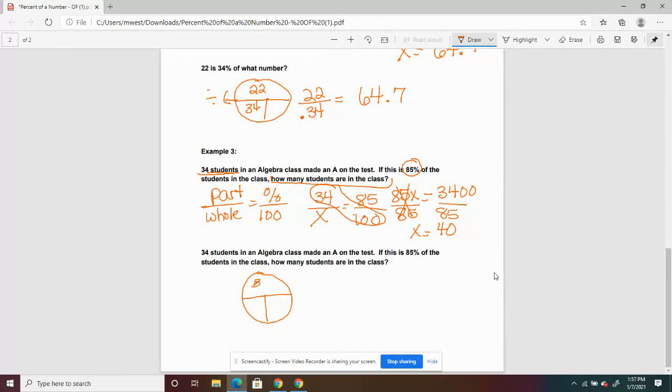So we know our part was 34. Can't see that really good. Let me erase that. Go back down here. Yeah, that's better. 34, and our percent was 85. Remember, you have to change percents to decimals, so 85% is 0.85 because you move the decimal 2 places to the left. 34 divided by 0.85 is also 40. Use any method that you feel comfortable using. If you have any questions, let me know.